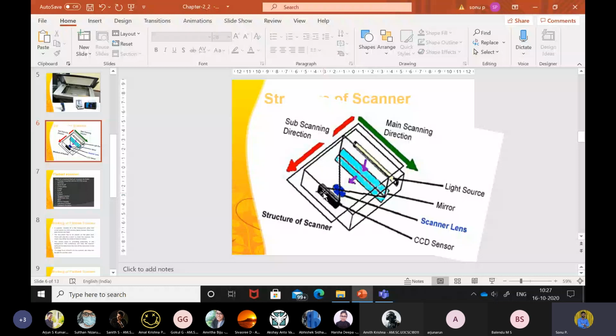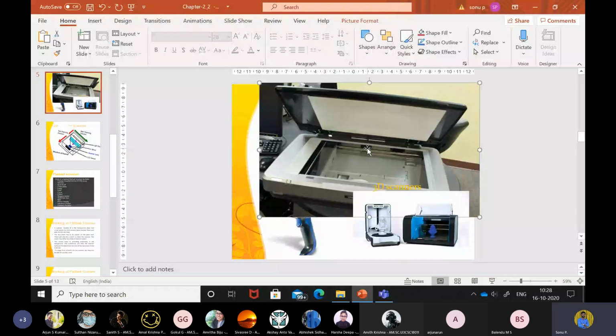That light source will emit light, and it is attached to a moving head that can move from back to front, using a cable and motors, so the light source can move. By moving the light source front and back, the document placed upside down will reflect the light from the bottom to the top.